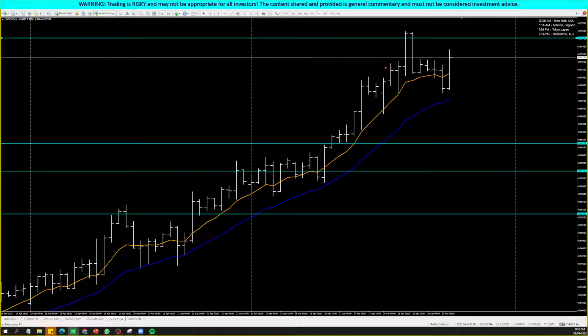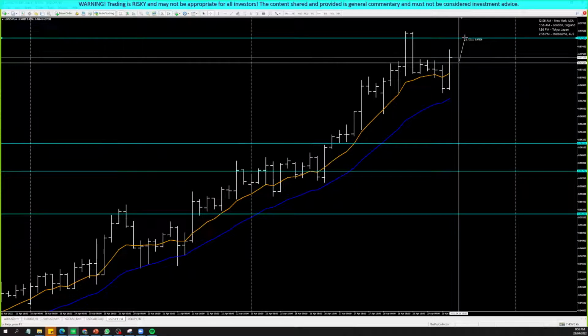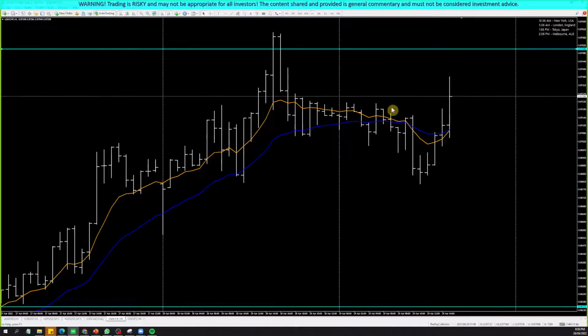So parang pansinin nyo to, dito nag-open, umakyat, tapos nag-reverse, nag-close dito. So like a shooting star right there. But of course, we did not see the price go much lower to the floor as a pullback. Can go there. 30-ish pips pa naman. Yeah, this is really tempting now.